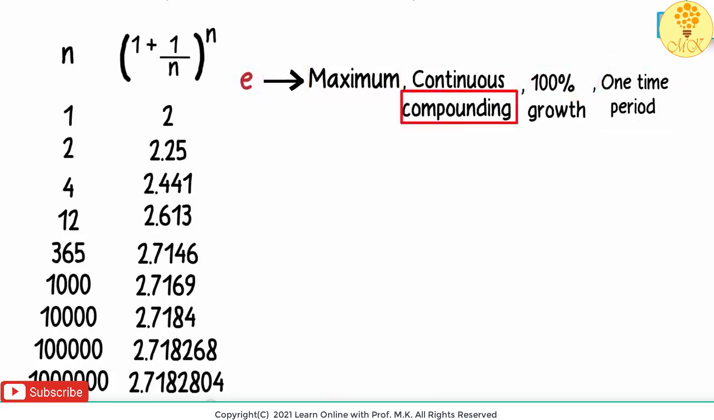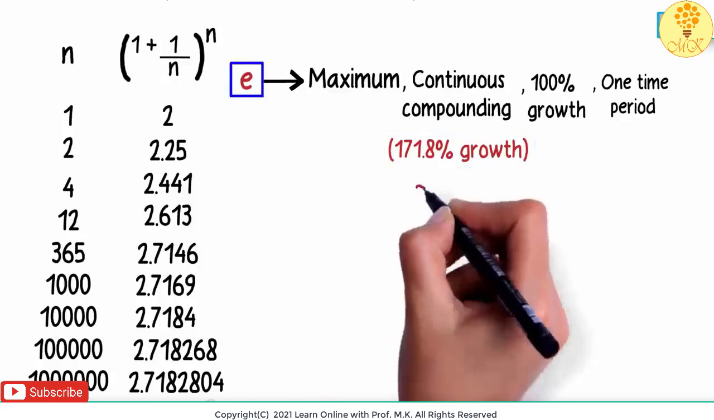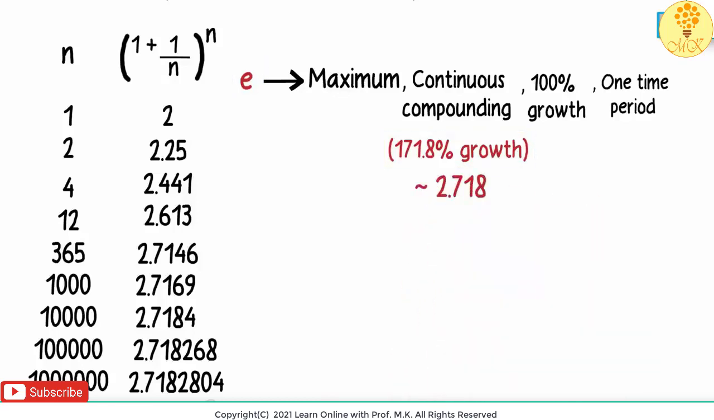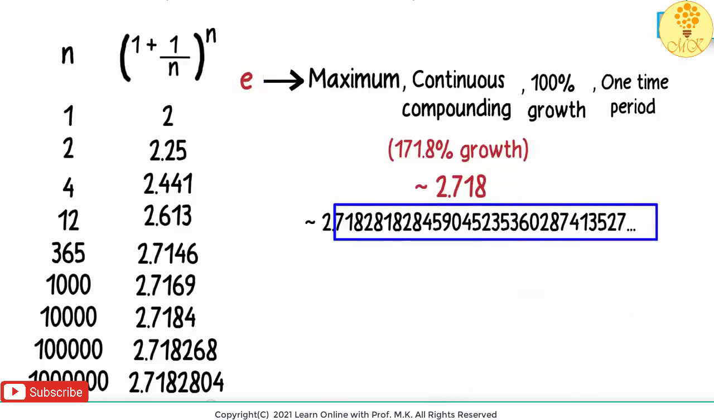Notice what compounding does. The first result is 100% without compounding. $1 would become $2. But after continuous compounding, $1 will become approximately $2.718. That would be a growth rate of 171.8%. That's like the maximum growth we can have. So E is approximately 2.718. It's an irrational number, which means the digits after the decimal point do not repeat and go on forever.